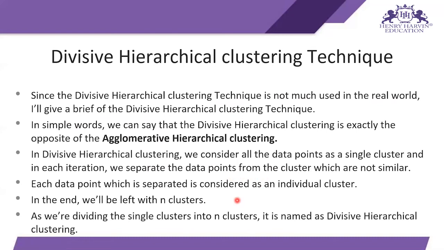Each data point that is separated is considered as an individual cluster. In the end, we will be left with n clusters, as we are dividing the single cluster into n clusters. It is named divisive hierarchical clustering technique. So basically we consider all the data points as a single cluster, and we keep on dividing the single cluster into the n number of clusters by some criteria like the distance between them, until we get the n number of clusters.